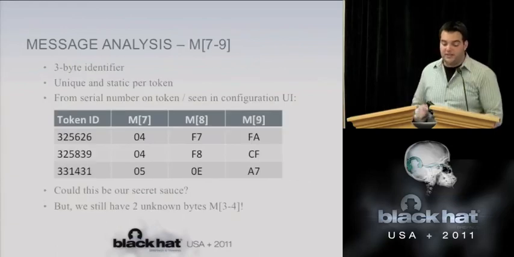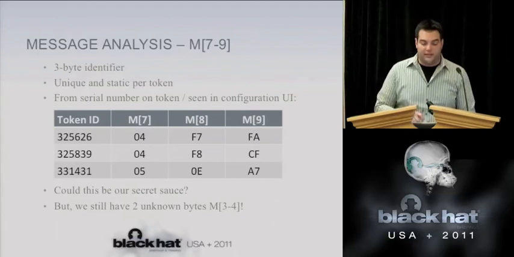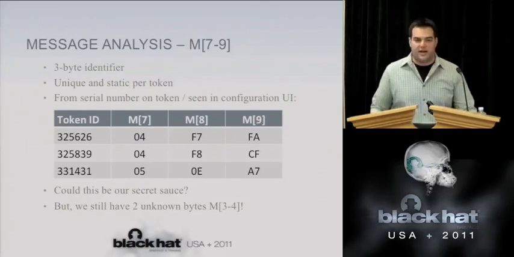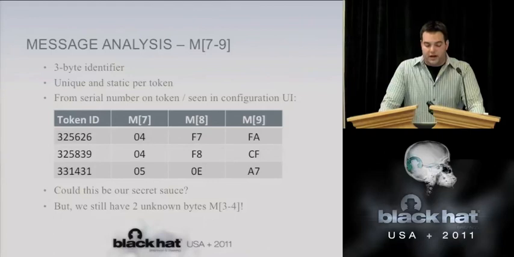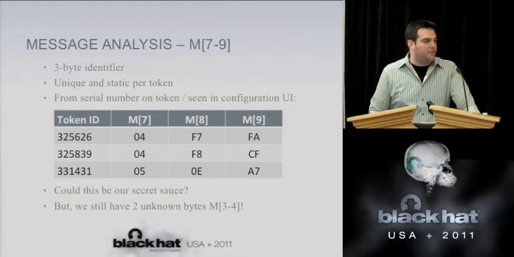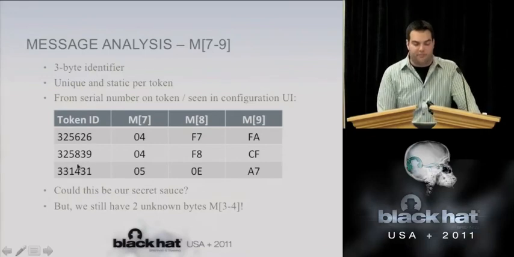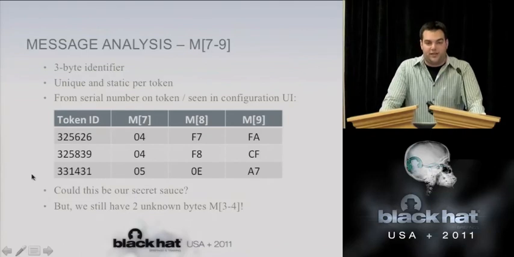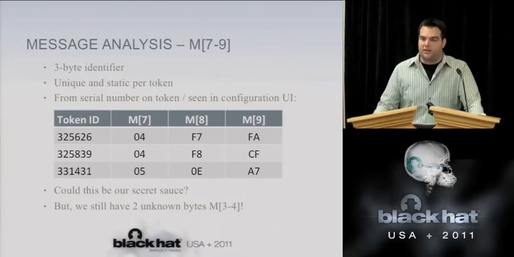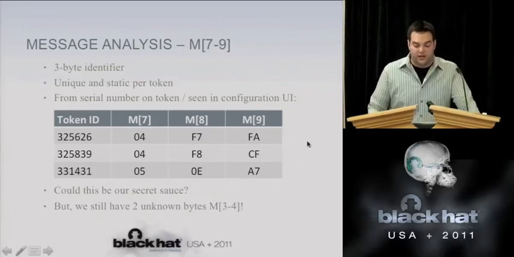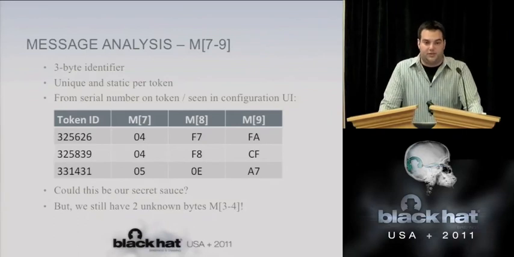What this actually is, is a 3-byte identifier. It's unique and static per token. So this is sounding a little familiar, right? We now have a static token identifier in this message, the same value sent for each unique token. Here are examples of the different token numbers I had printed on the back of my wireless token, and what showed up in the configuration utility to pair these devices. These are the three byte values, just the hex representation of the actual token ID. So we now know exactly what that is: the identifier for the specific token.